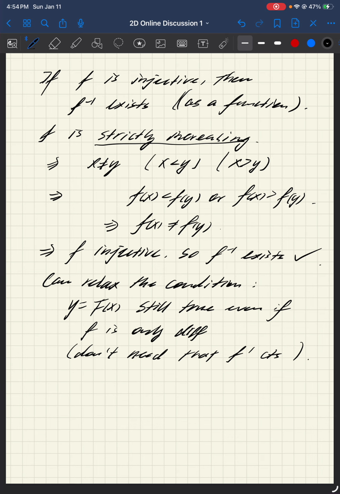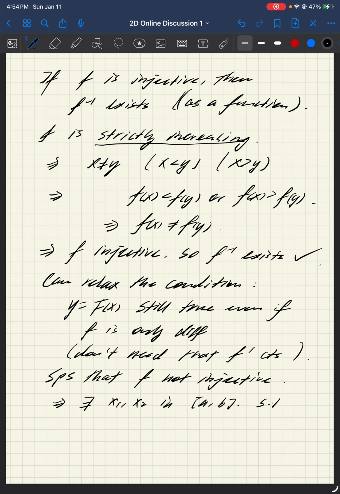Again, we want to show injectivity of f. So suppose that f is not injective. What does this mean? It means that there exist x1, x2 in the interval (a, b) such that x1 is not x2, but f(x1) equals f(x2).